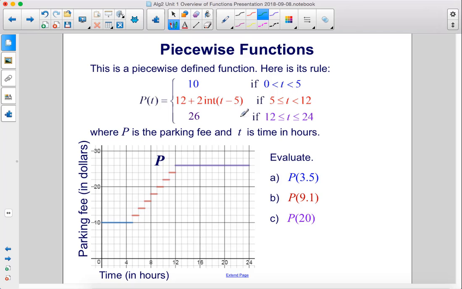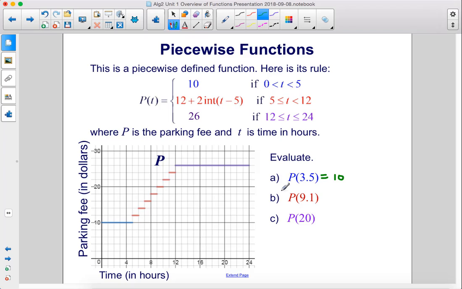This is a piecewise defined function. Here's the rule. It's 10 if t is between 0 and 5. It's 12 plus 2 int t minus 5 if t is greater than or equal to 5 and less than 12. And it's 26 if t is greater than or equal to 12 and less than or equal to 24, where p is the parking fee and t is the time in hours. So we're going to evaluate at 3 different t values. When t equals 3.5, that's between 0 and 5. The answer is 10.